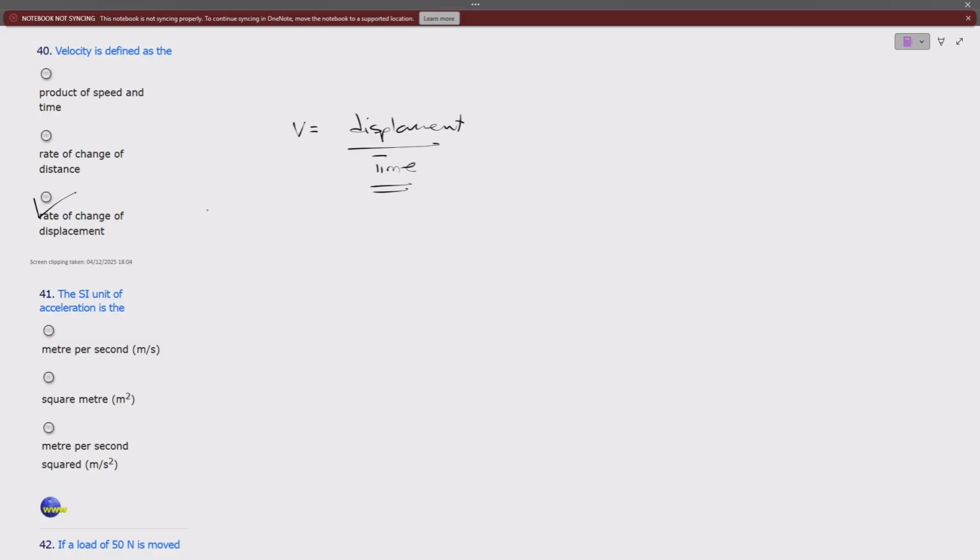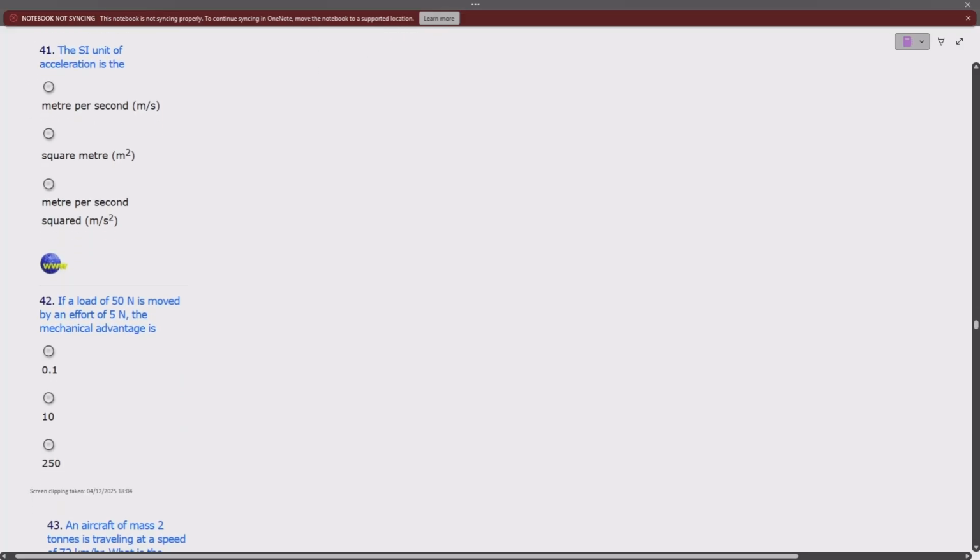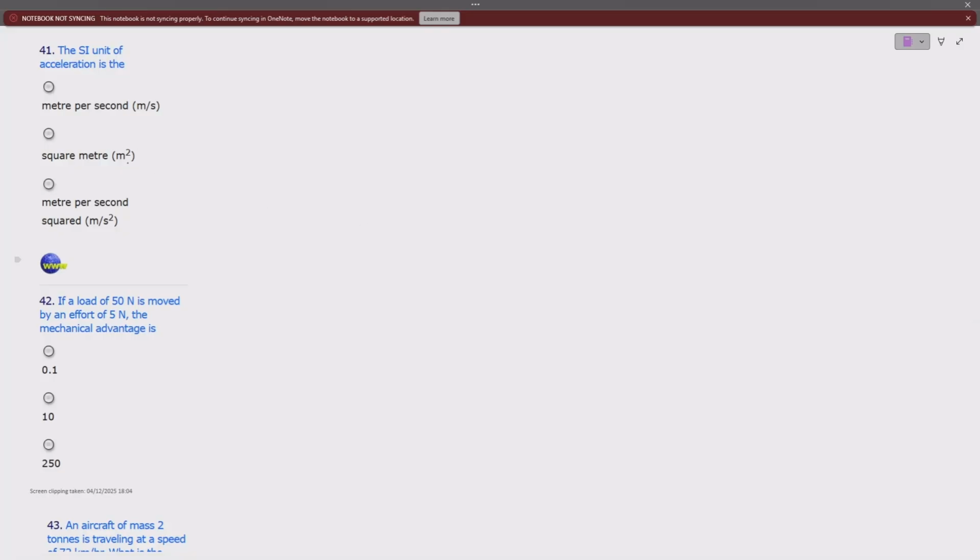Why is it not distance over time? Speed is rate of change of distance. Velocity is a rate of change of displacement, because velocity is a vector quantity. So it's towards a specific direction. That's why we use displacement over time. 41. The SI unit of acceleration is there straight away, meter per second squared.